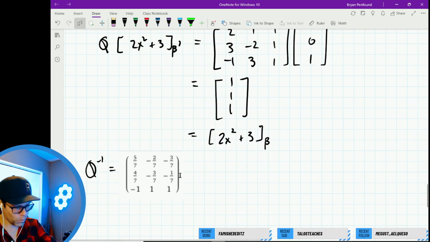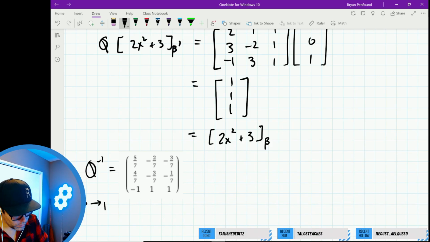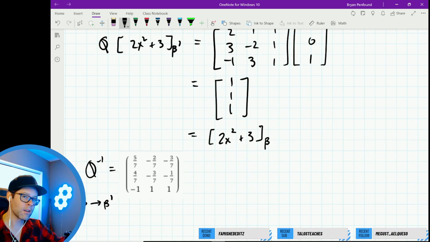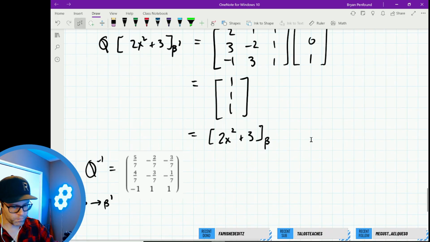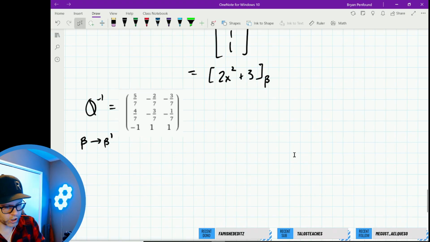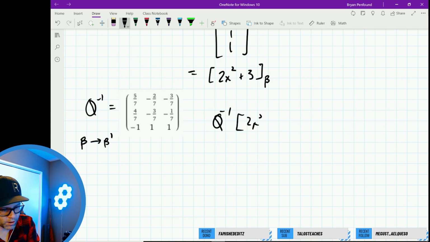This is going to be the one that converts us from beta to beta prime. So in this case, we would need to start with something with respect to the beta basis, and then multiplication should get us to the beta prime basis. So here's how we can really double check our work and make sure Q was correct. Because if the inverse fails, then we've got trouble.